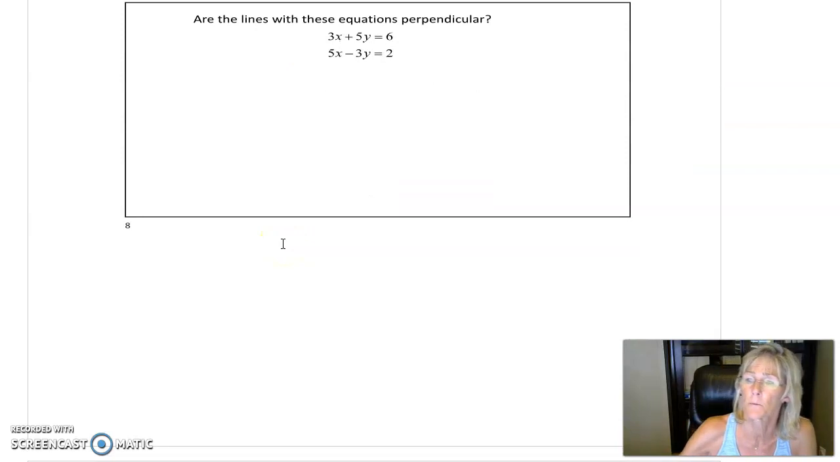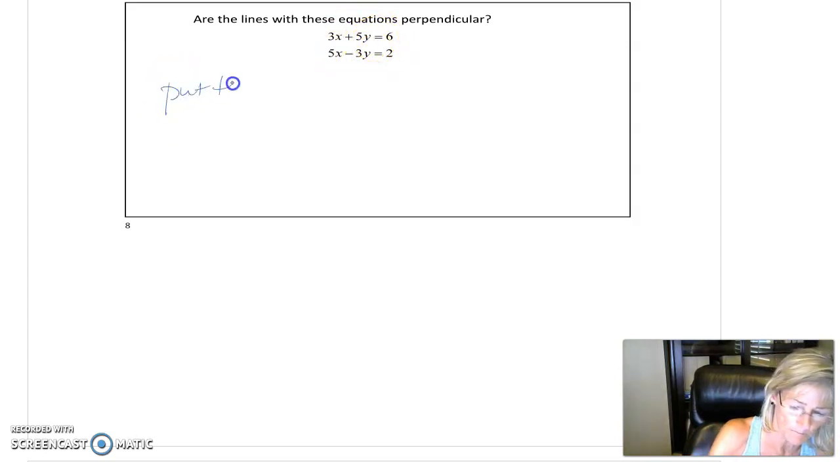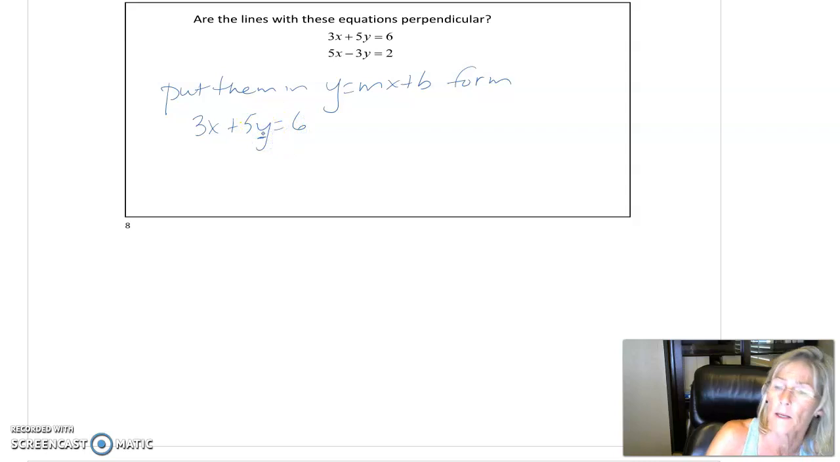Are these lines perpendicular? Well, these are not written in y equals mx plus b. I can't see the slope. So you have to put them in y equals mx plus b form so you can see the slope. So let's do the first one. 3x plus 5y equals 6. I'm trying to solve for y, and then it will be in mx plus b form.